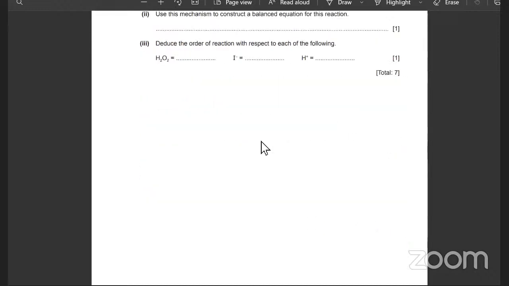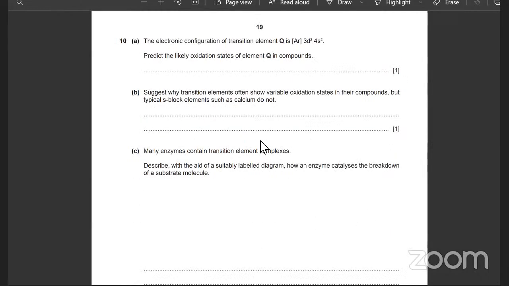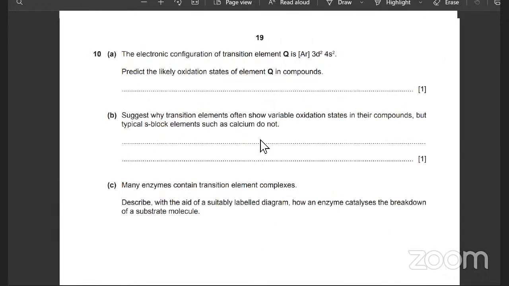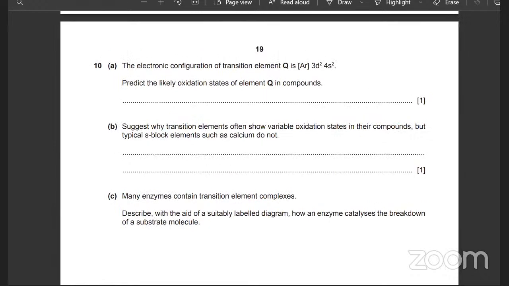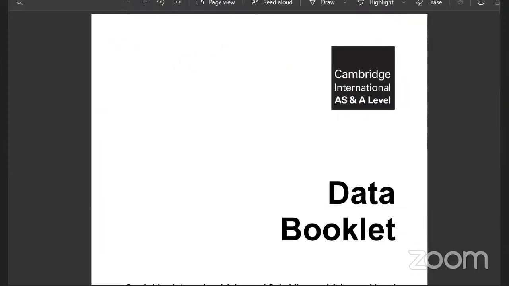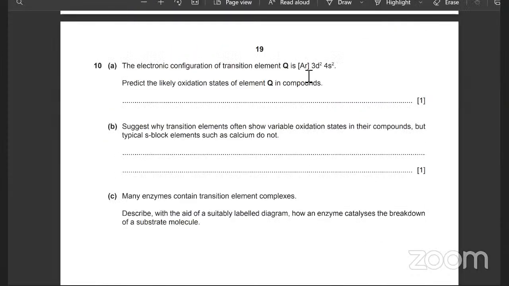So let's try and do this one. Question number 10. He's saying predict the likely oxidation states of element Q in its compounds. You're given this element. So first thing is, what is this element? You've got 3D2 and 4S2. So it's probably the one after scandium. You have to be quick with this.